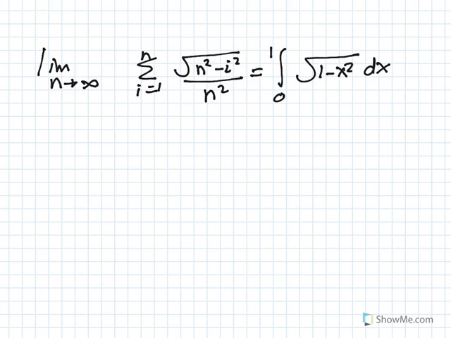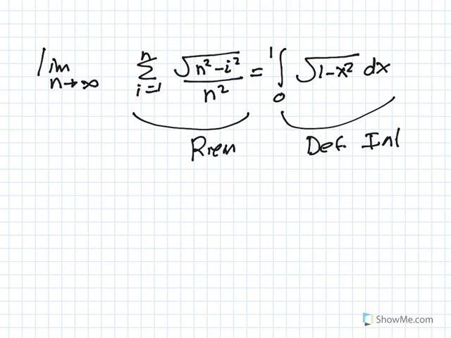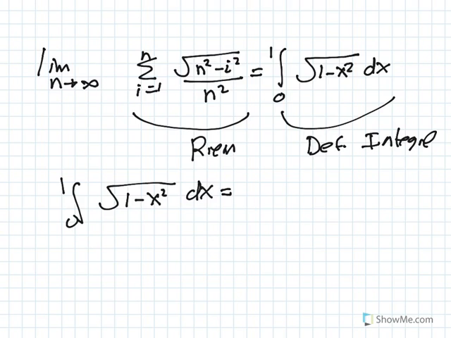And that was the first part of the question where we transformed the Riemann sum into a definite integral. And in the second part of the question, we actually evaluated the definite integral. So the integral from 0 to 1 root of 1 minus x squared dx is equal to one quarter of a circle of radius 1. So that's going to be pi over 4.